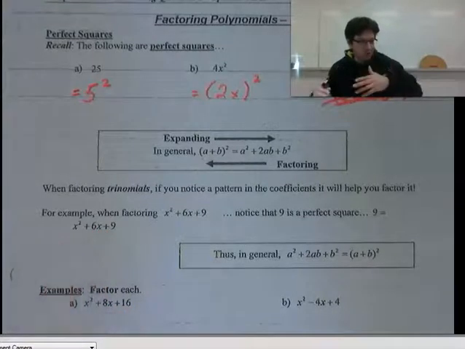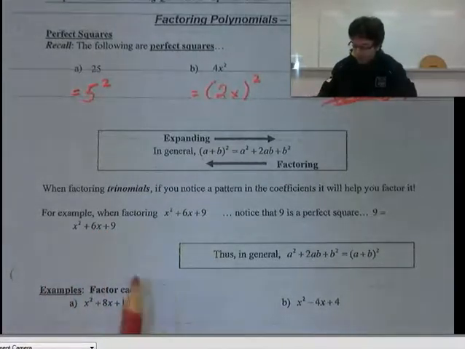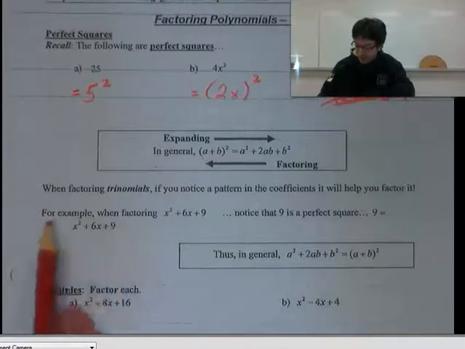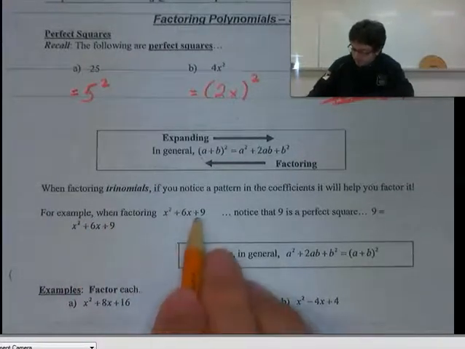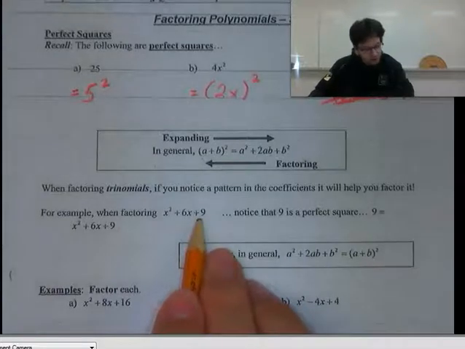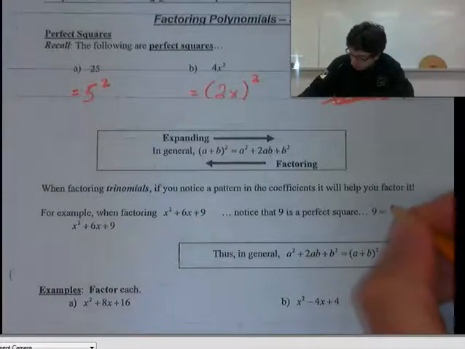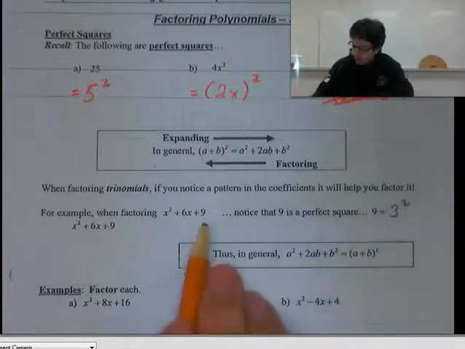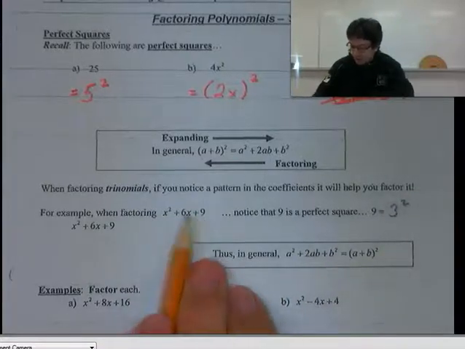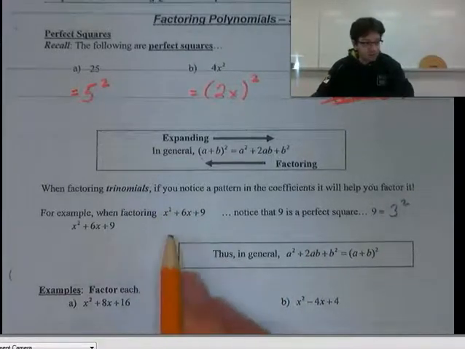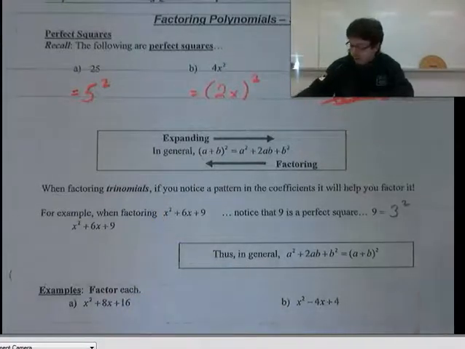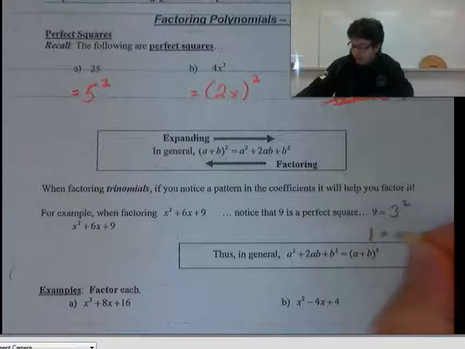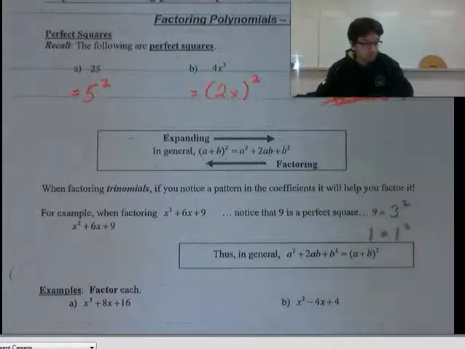So, for example, let's look at this question. Now we want to go backwards here, so we want to factor this. Looking at this, we might notice a couple of things. One, 9 is a perfect square. It's just 3 squared. X squared by itself is a perfect square. You can imagine a coefficient of 1 in front of it, and 1 is just simply 1 squared. So that works too.